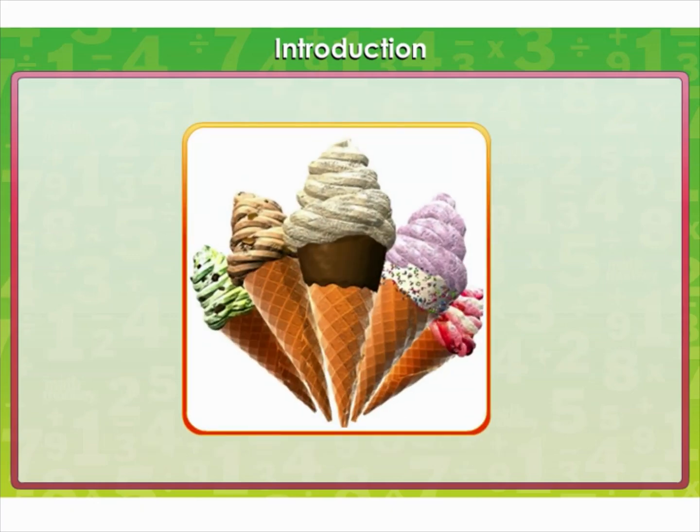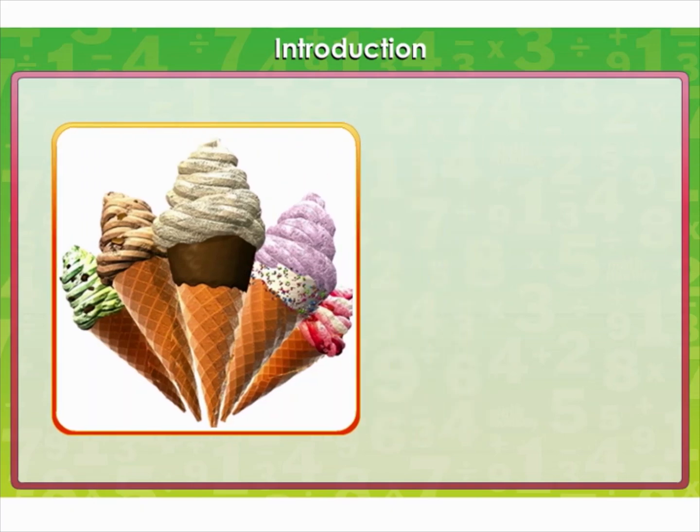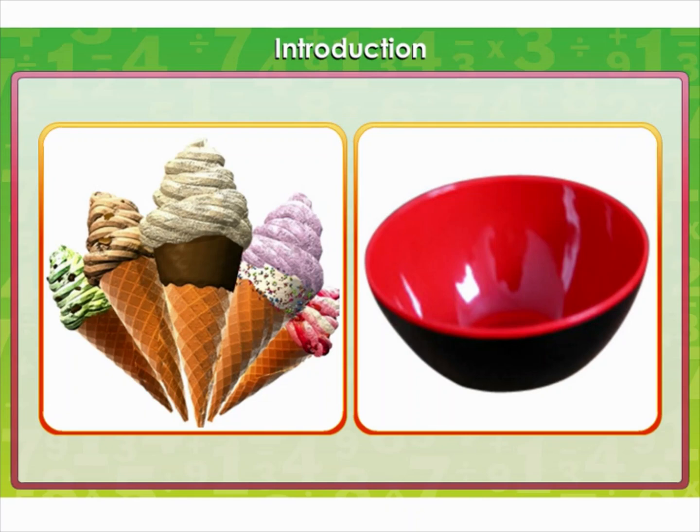Nowadays, many a times, we come across combinations of different shapes. For example, a softy ice cream. It is a cone surmounted by a hemisphere. A bowl. It is a hemispherical shell.